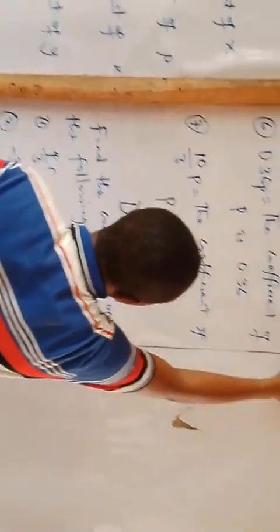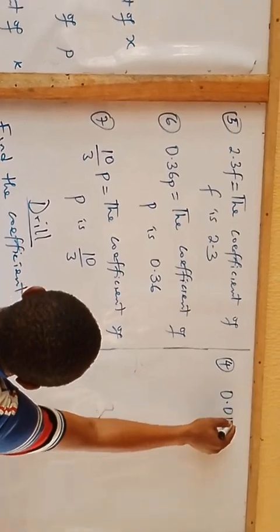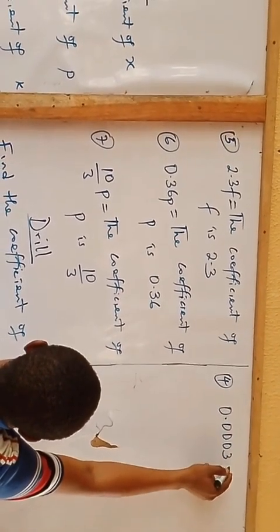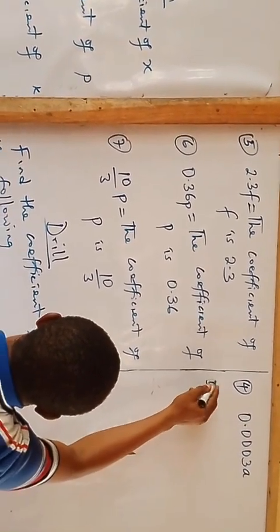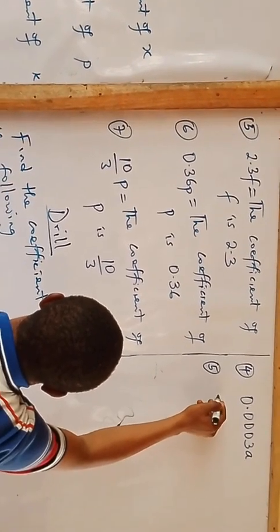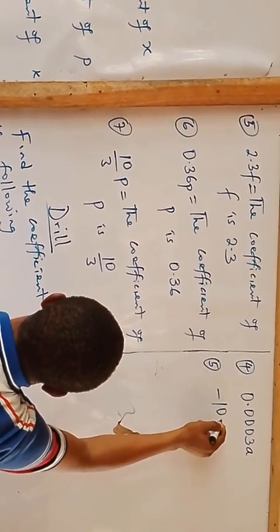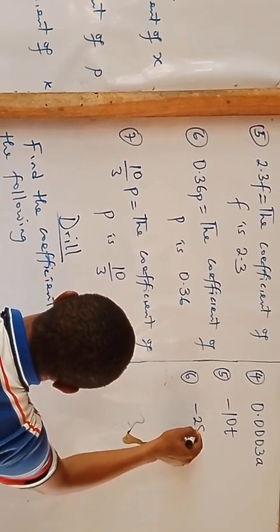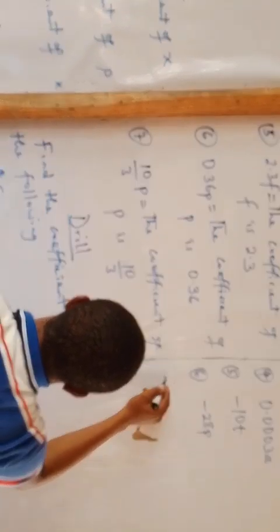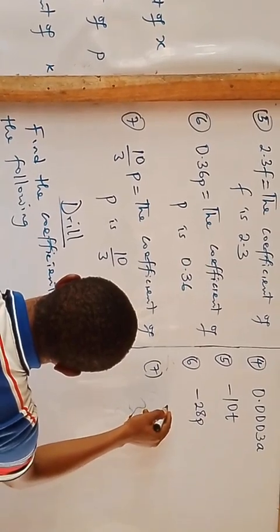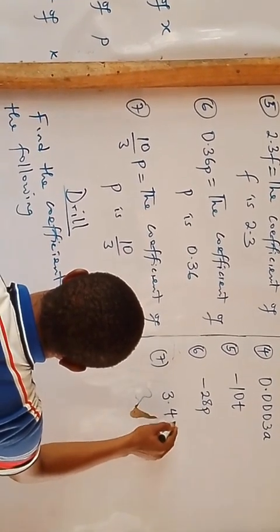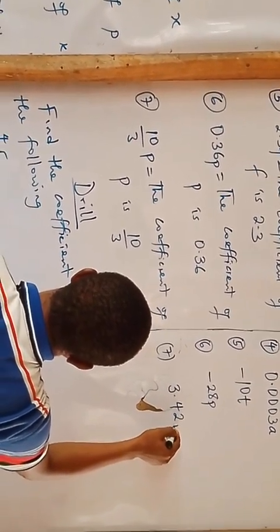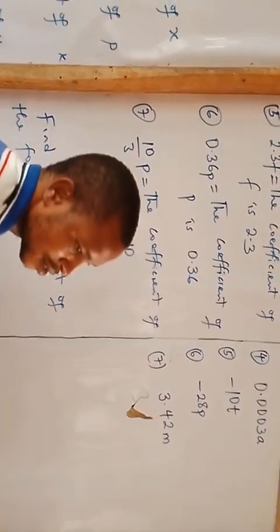Then question 4 is 0.0003a. Number 5, you have minus 10t. 6 minus 28p. Then number 7, you have 3.42n. Put your answer in the comment section.